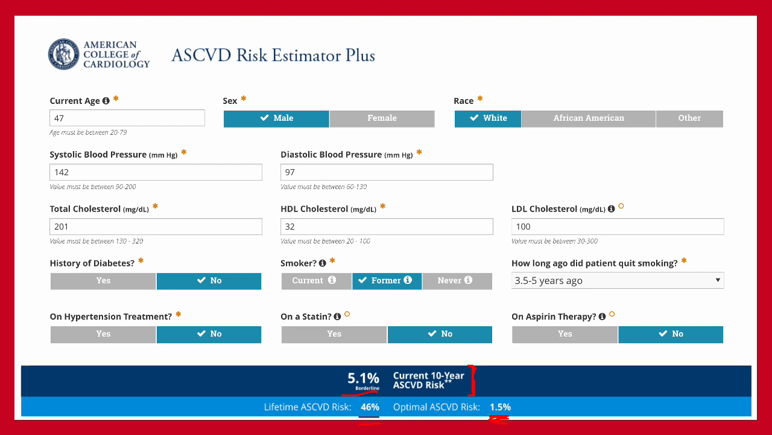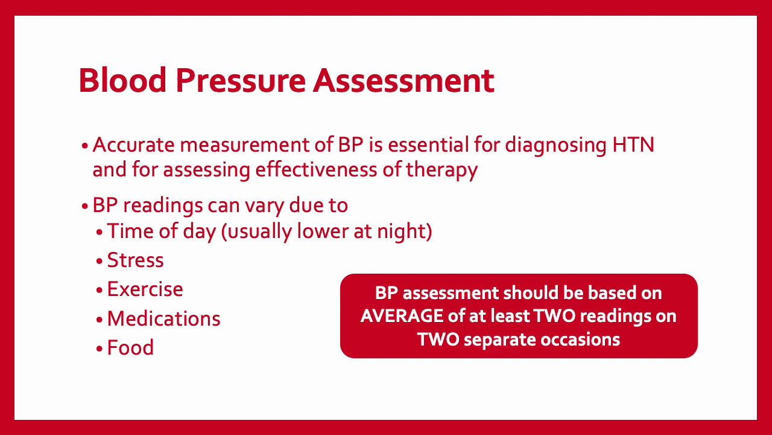As far as assessment purposes, I won't be asking you to calculate someone's ASCVD risk because you won't have access to this website while taking the assessment, but it's very important to know why we calculate this risk, what it actually means, and which one of these values we look at when we're going to use the guidelines to guide treatment. Alright, so let's talk about blood pressure assessment.